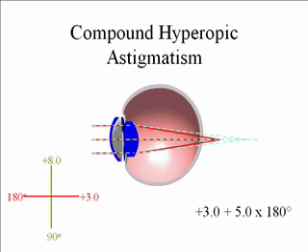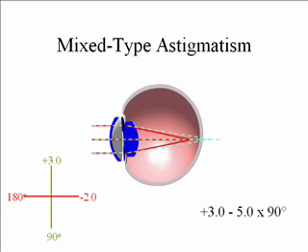Compound hyperopic astigmatism means that both of the focal lines are in back of the retina, and mixed type, as you would guess, means that one focal line is in front of the retina and one focal line is in back of the retina. So that was lap 1 through these slides.